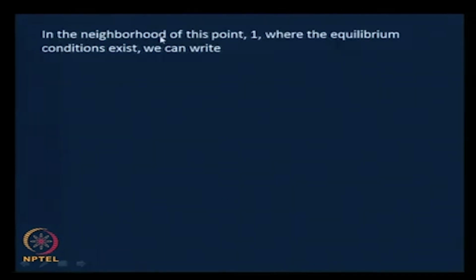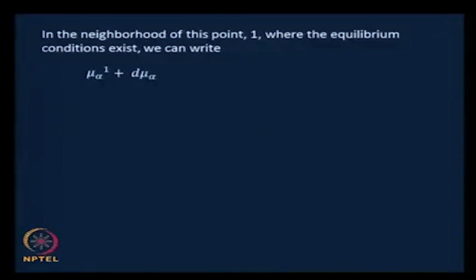In the neighborhood of this point, which means a very small region around this point, mathematically speaking, where the equilibrium conditions can be considered to exist. It is a hypothetical situation here, but we need the concept of neighborhood to completely develop this particular concept. Therefore, in the neighborhood of this point where the equilibrium conditions can still be considered to exist, we can write mu alpha 1 plus d mu alpha, that is a change from the point 1 in the neighborhood of point 1, equals mu beta 1 plus d mu beta.